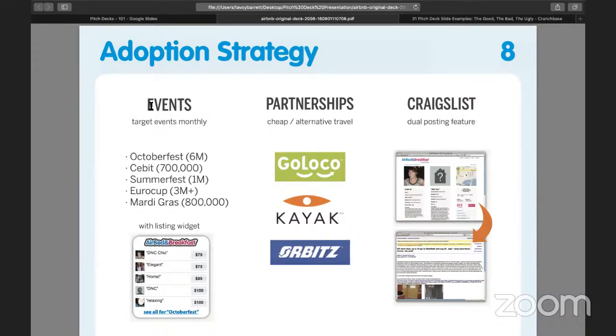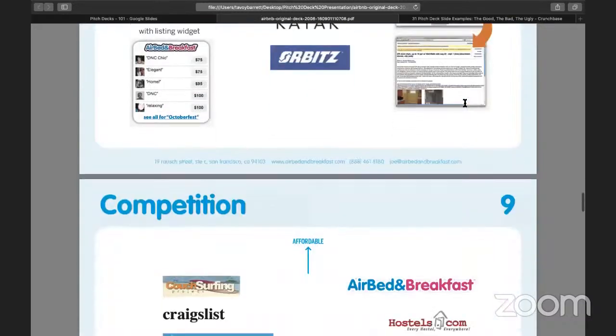So they were after events, and as part of the backstory of Airbnb, that's actually how it started. One of the founders was looking to attend an event, and couldn't find anywhere to stay for the night. So they're after events, and they show the market potential, after partnerships with persons who are also in the space of cheap and alternative travel, and Craigslist.